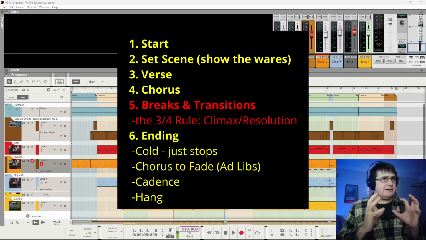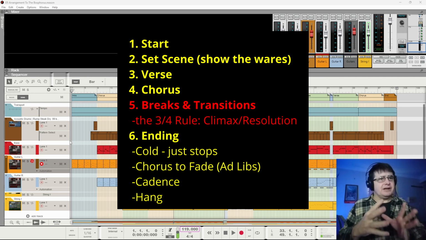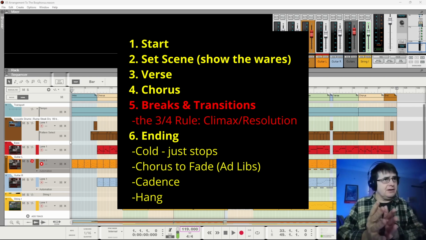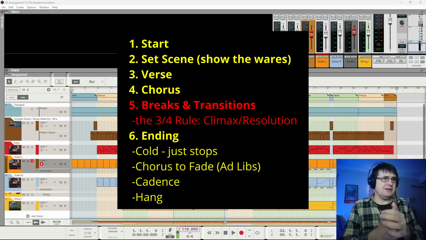So look at breaks and also look at transitions, which is how we move from one block to another, how we move from one section to another. Because if you have duff transitions or no transition, then they just crash into each other. We'll talk about that a little bit more in a moment.